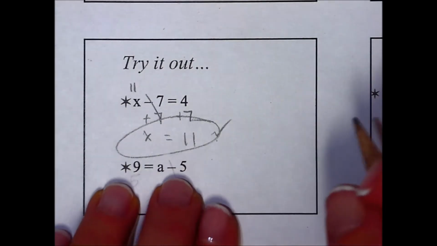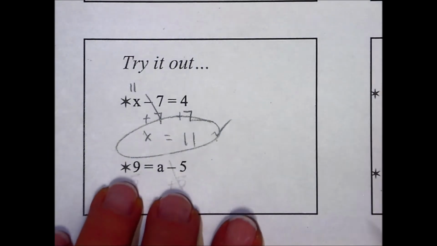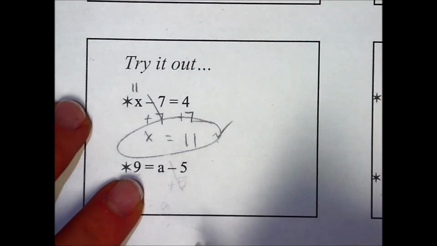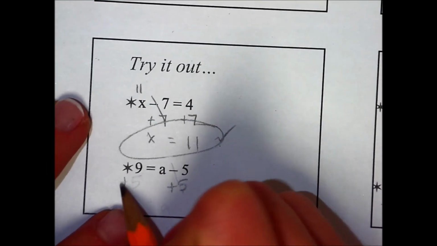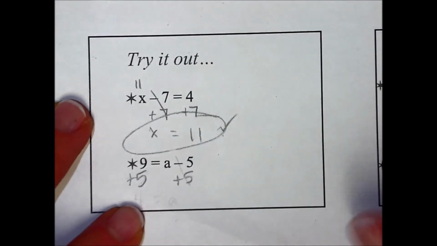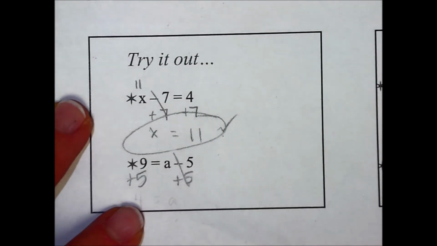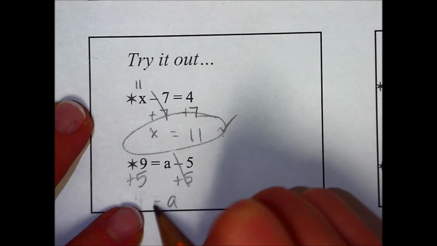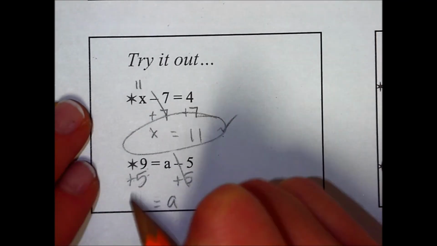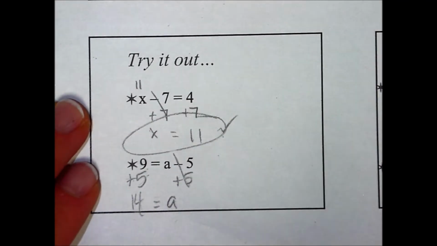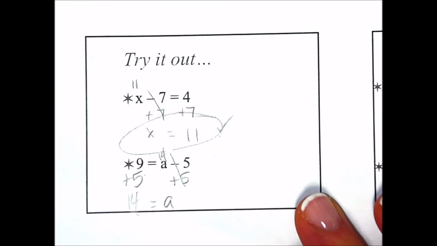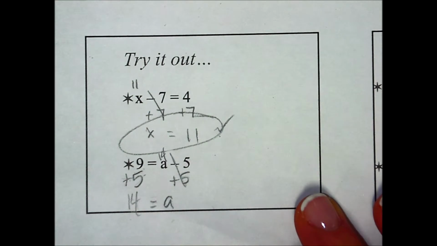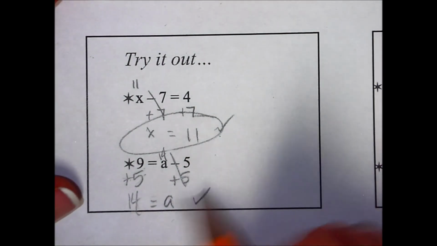On this next problem, I have 9 equals a minus 5. So first of all, I want to undo this minus 5. So I will add 5, and what I do to one side, I must do to the other. So this will cancel, leave a by itself. 9, 10, 11, 12, 13, 14. So 14 is a, so now I can check, plug in 14. 14 minus 5 needs to equal 9, and it does. My answer checks.